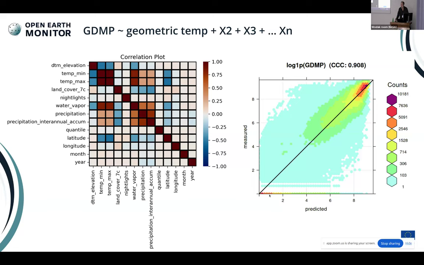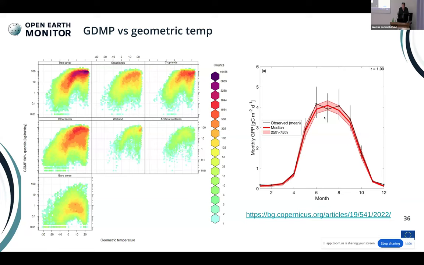And I was looking at where this happens. This is mainly in some desert areas, because our model doesn't know whether there's biomass. Our models are purely based on geometric temperature and rainfall. So there is rainfall in the desert and warm conditions, but actually GDMP is zero. So that's the only place where we overpredict.